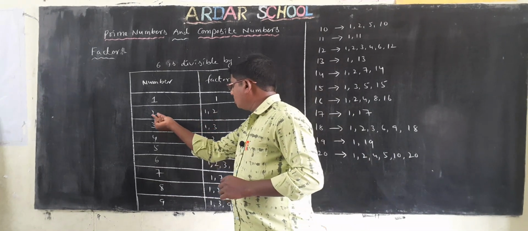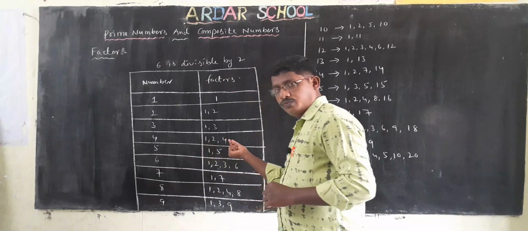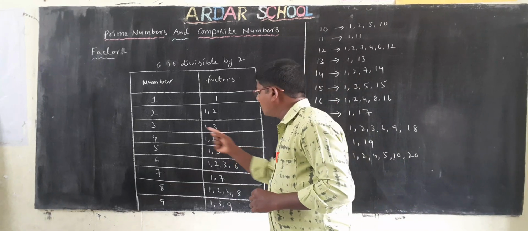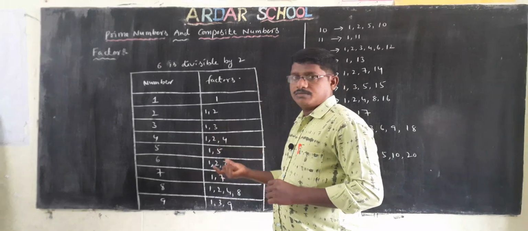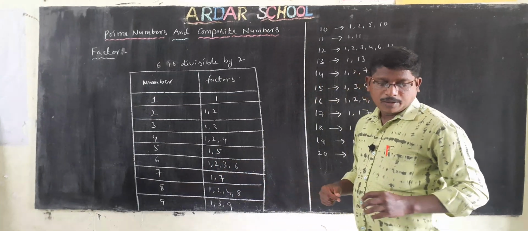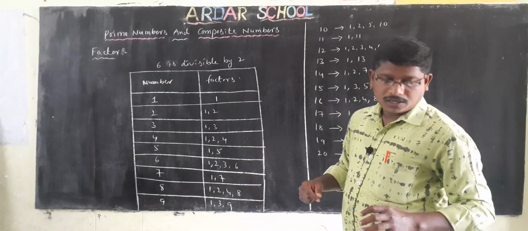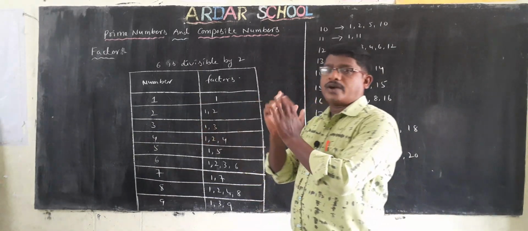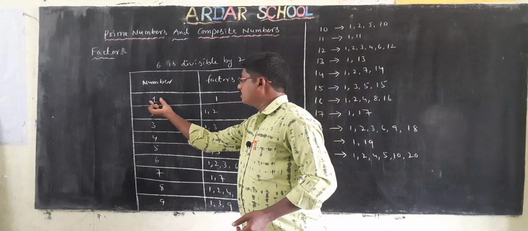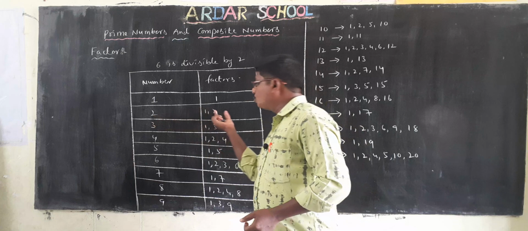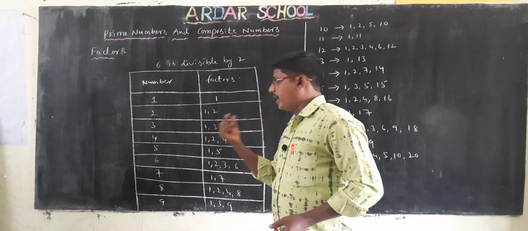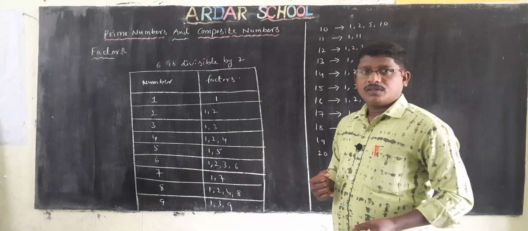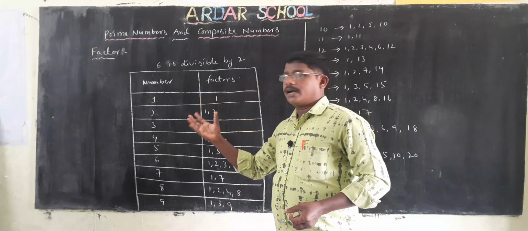So every factor is less than or equal to that number. For example, the factors of 4 are 1, 2, 4. These are less than or equal to 4. Next, the number of factors of a given number is countable. So, how to find a fixed number of factors? For example, 1 has only one factor, 2 has two factors, 3 has two factors, 4 has three factors, 5 has two factors. That's why every number has a fixed number of factors.